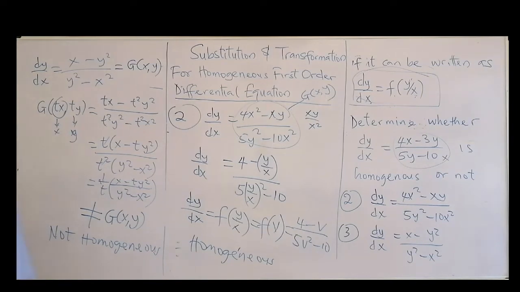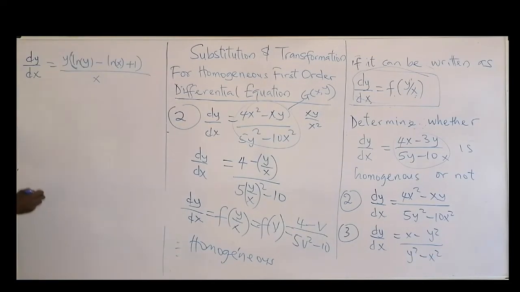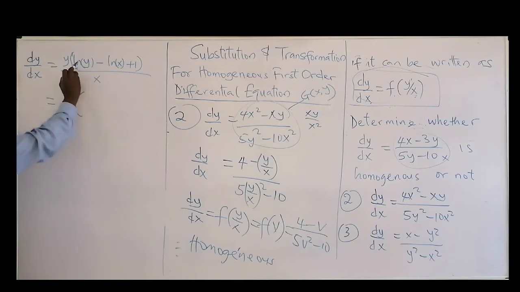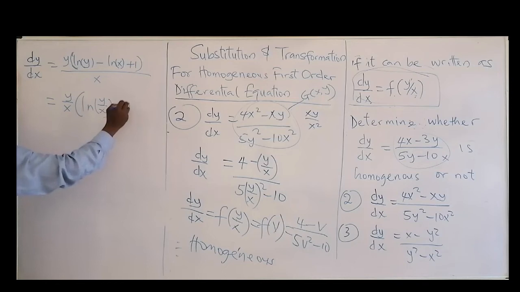We have one more question, which is question 4. This is what we have here. So this will be equal to y over x into brackets. You can combine the lns together, and that will be ln y over x plus 1.